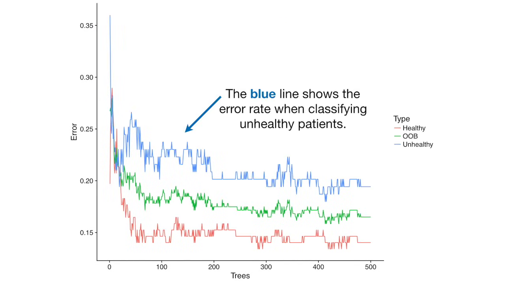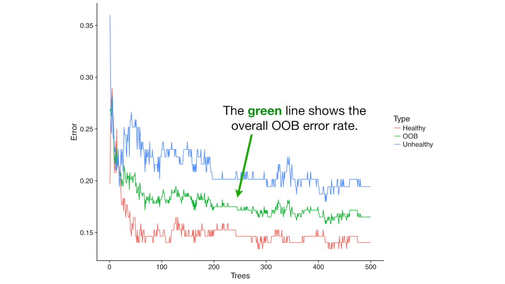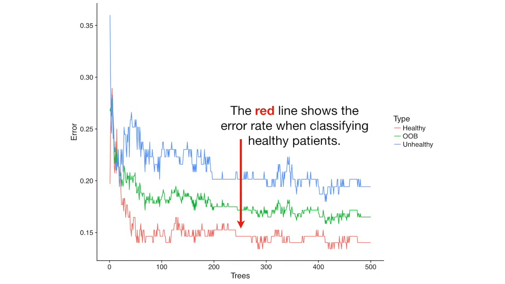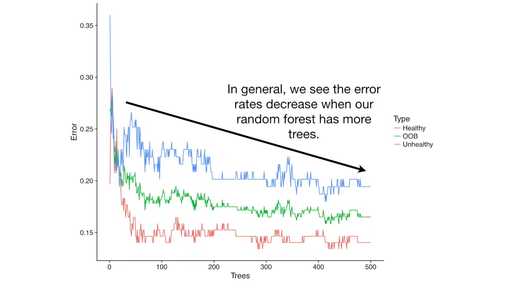Bam! The blue line shows the error rate when classifying unhealthy patients. The green line shows the overall out-of-bag error rate. The red line shows the error rate when classifying healthy patients. In general, we see the error rates decrease when our random forest has more trees.